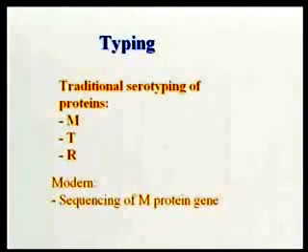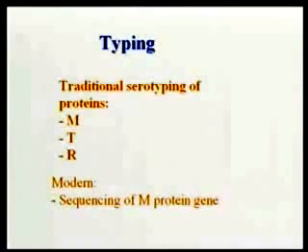Traditionally, one could serotype by looking at the type of M, and there are two other protein antigens found on the cell surface referred to as T and R. I didn't mention them earlier because M is the major pathogenesis factor, and these two are not very important in pathogenesis. They are typing antigens.